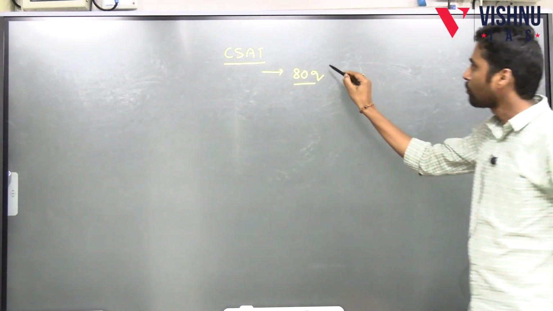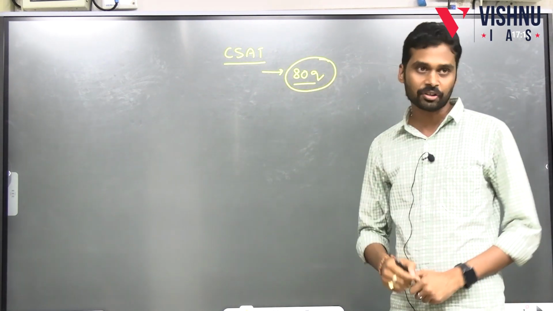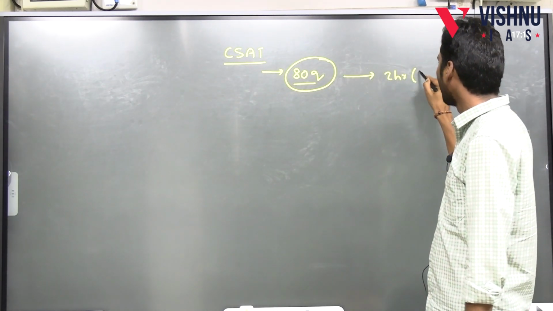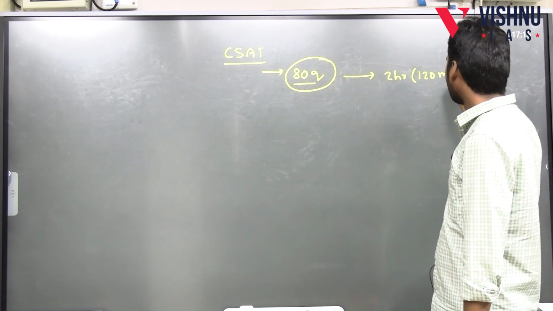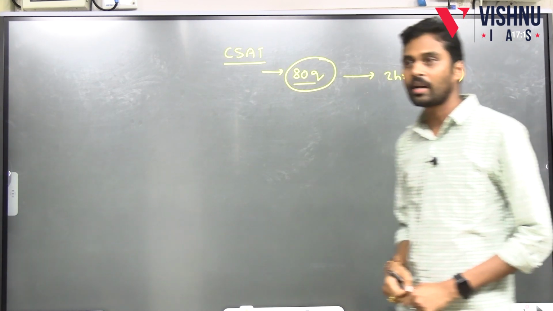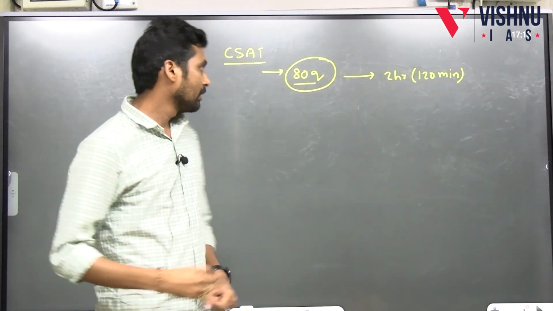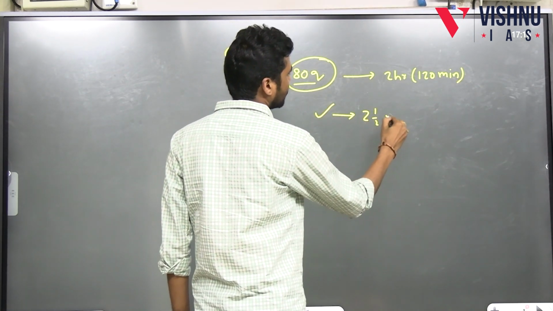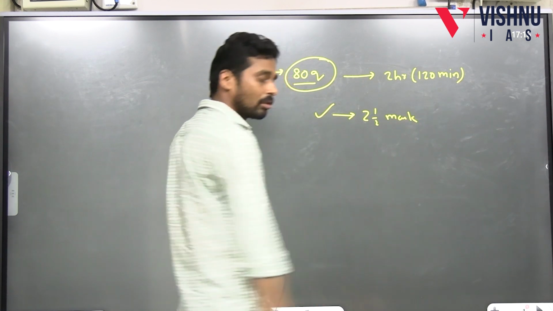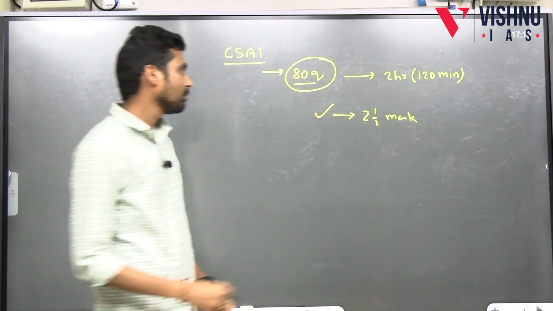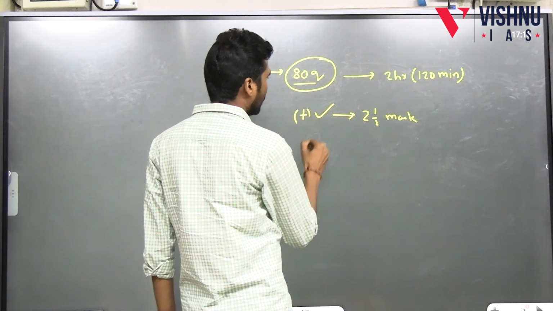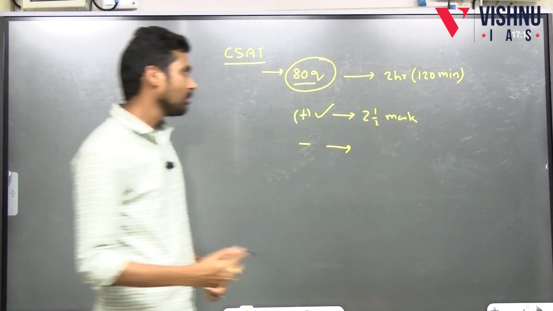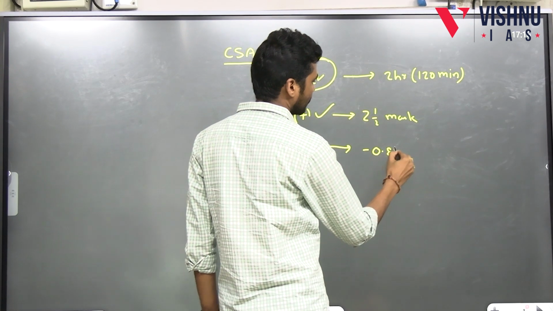The total number of questions in this CSAT paper is 80, and the time limit is 2 hours, which means 120 minutes. So you have 120 minutes for 80 questions, and for each correct answer you get 2.5 marks. There is also a negative marking. If you attempt a wrong answer, you will lose 0.833 marks.